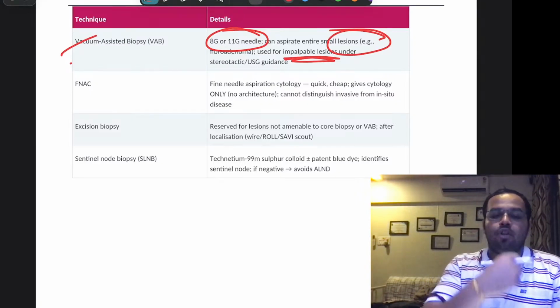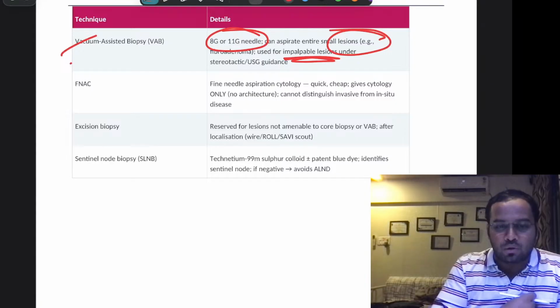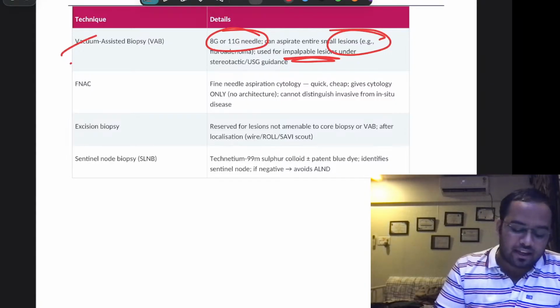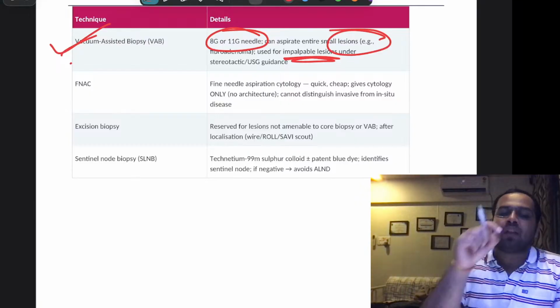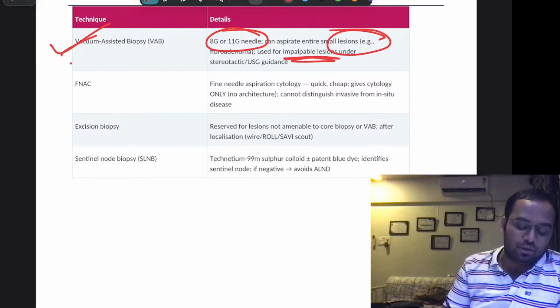So for small lesions, if routine mammography spots a lesion, what do you do? Then you can go for this vacuum assisted biopsy, because these are small lesions and the entire lesion can be biopsied, and that will give a diagnosis as well.